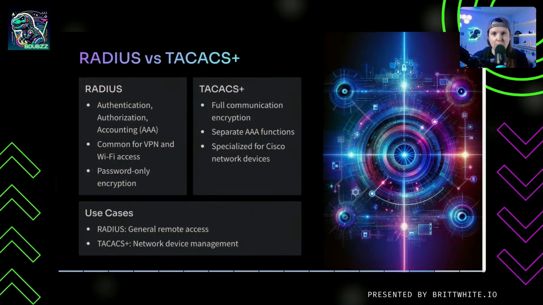Now here's an example. For a large corporate network with various remote access points, like VPNs and Wi-Fi, Radius might be perfect. It's simple and effective. But for managing sensitive Cisco equipment that needs detailed command authorization and logging, TACACS Plus would be the better choice. Both are excellent tools, and it's all about picking the right one for your needs.